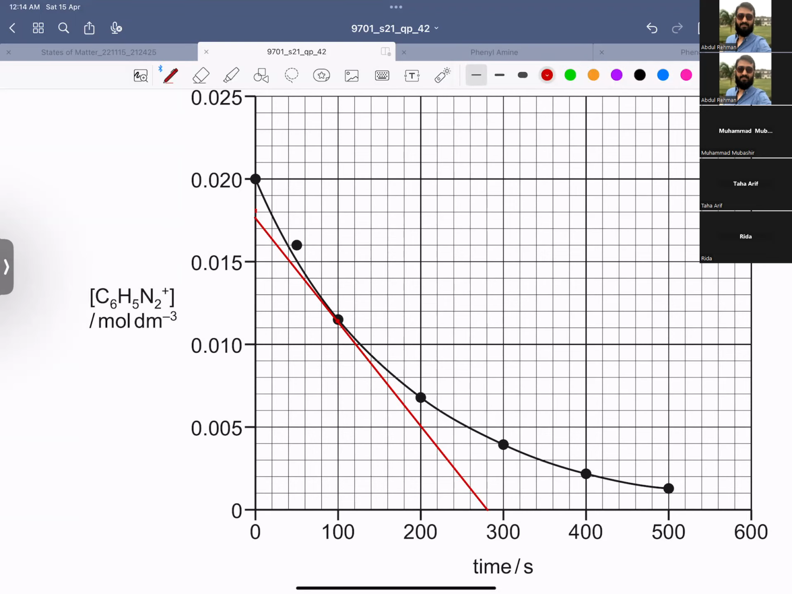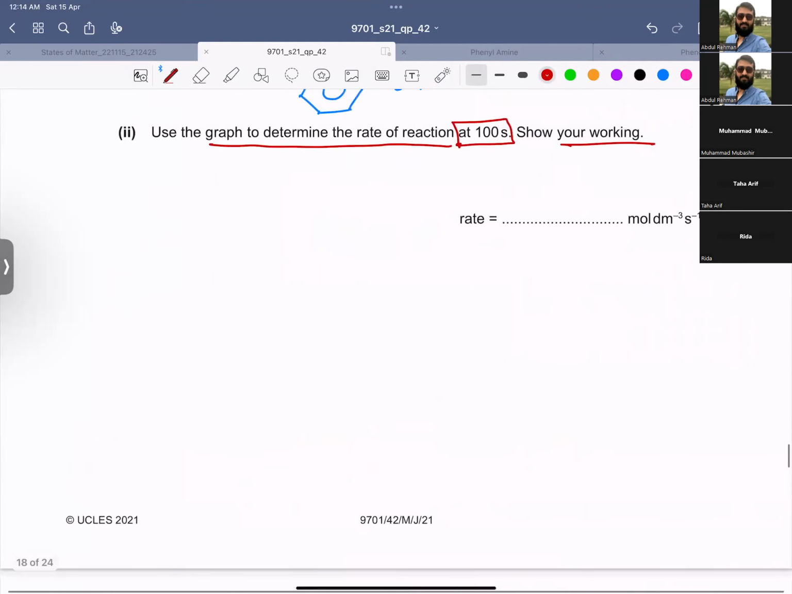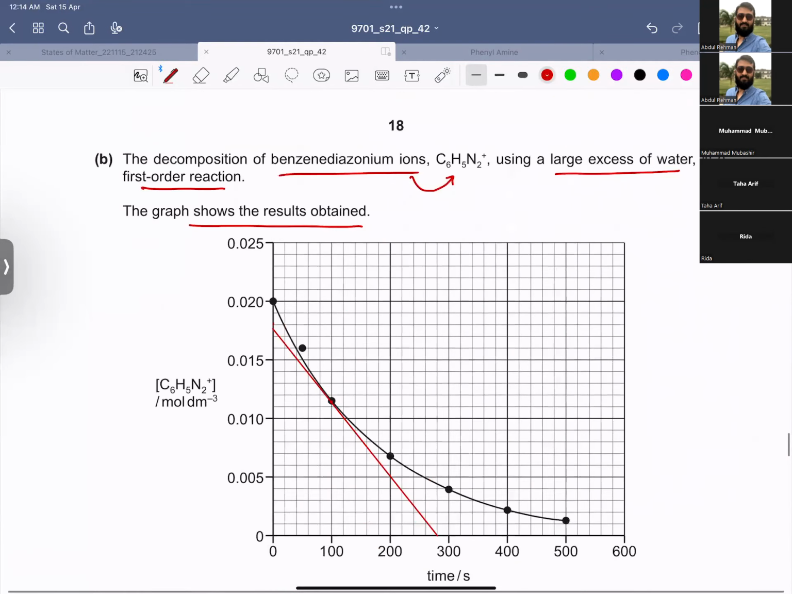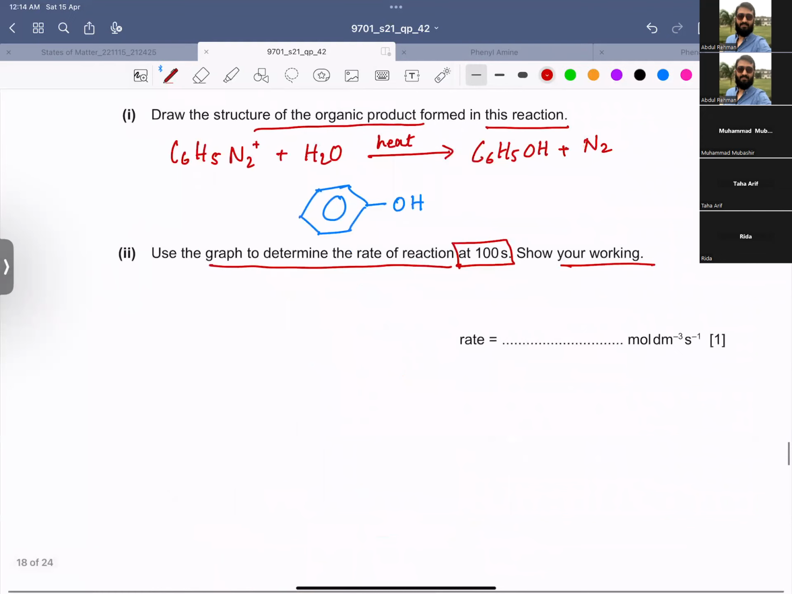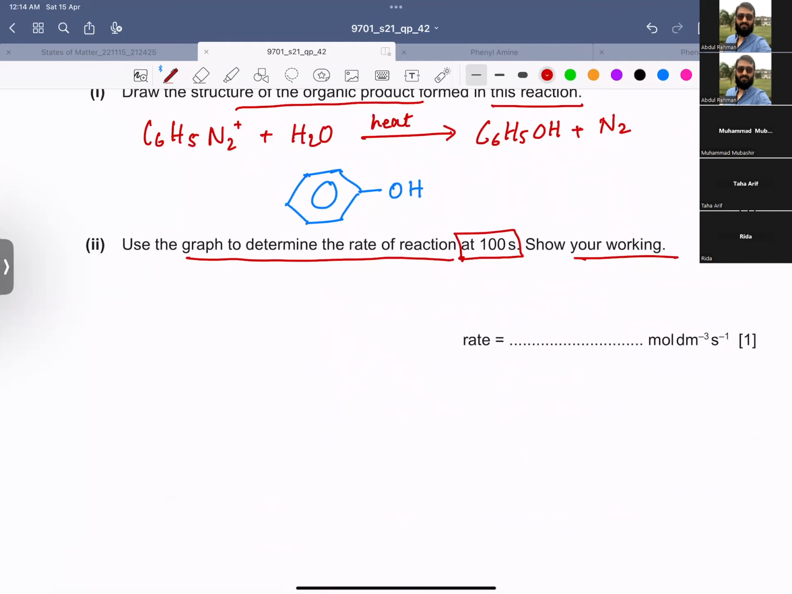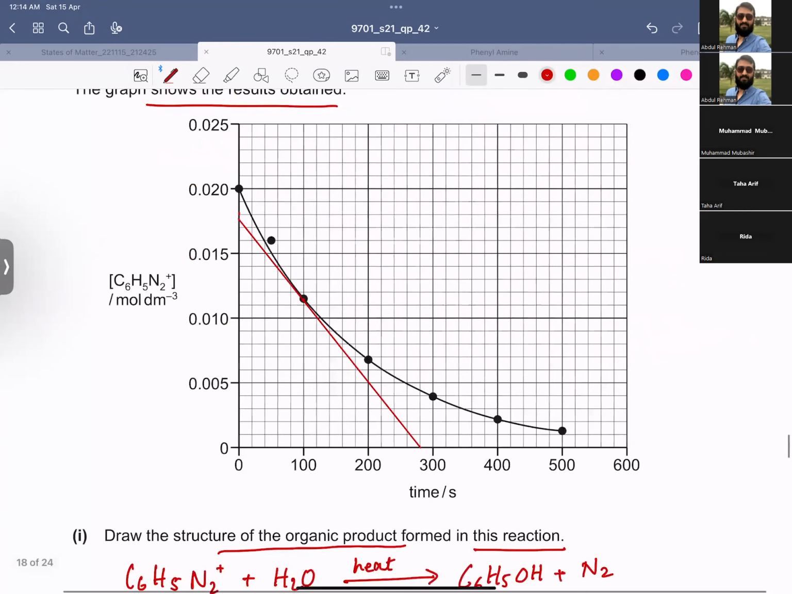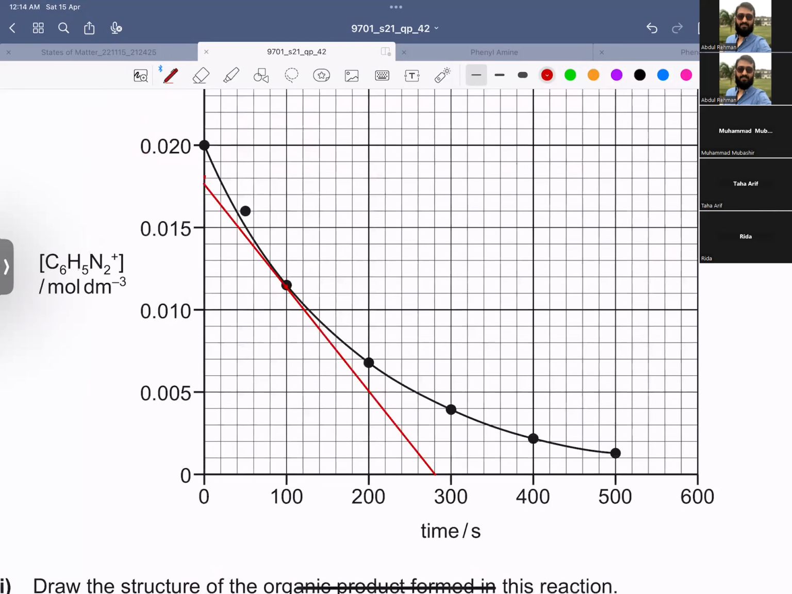Yes, can anybody tell me the value? If anybody has a hard copy, do it and tell me the value. In this case, I'm getting 17, 18. So it is around 175 and here it is 280.